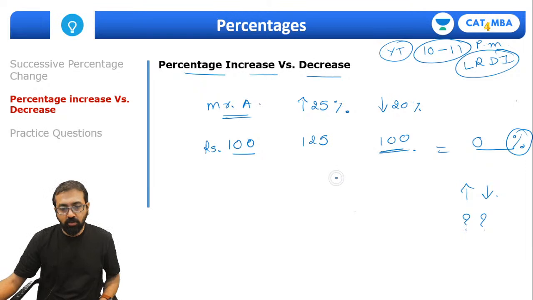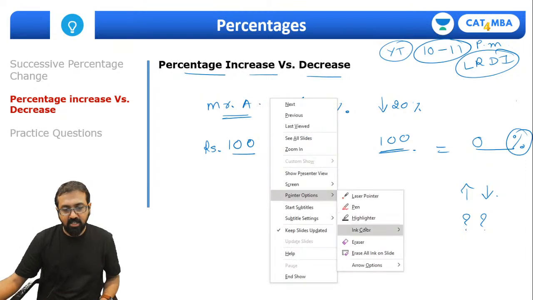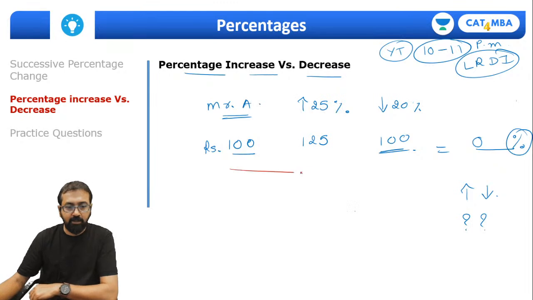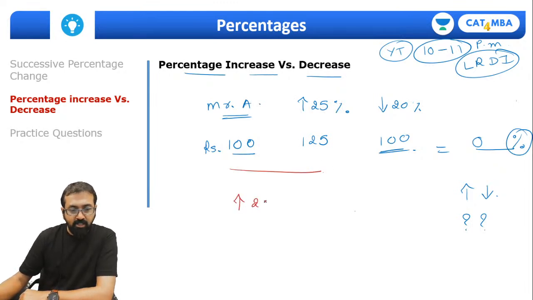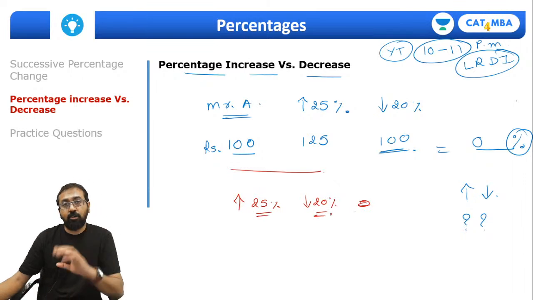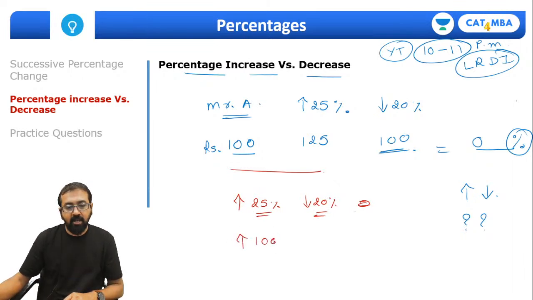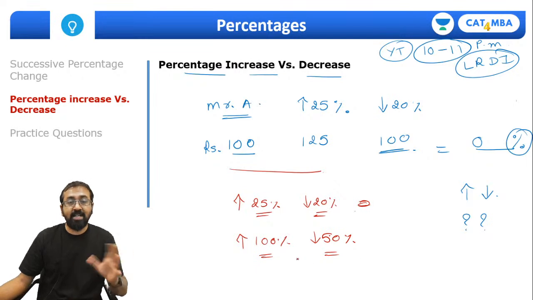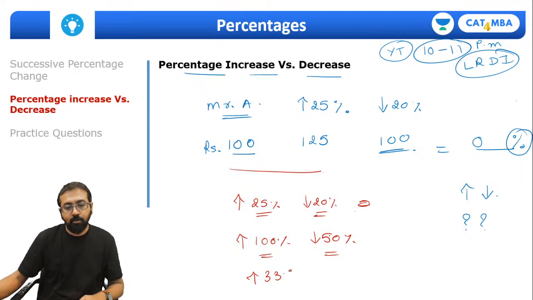So what I'm trying to tell you is, this is the point that I'm making, guys. Understand this part very thoroughly. If you increase a value by 25% and successively reduce it by 20%, this will get cancelled off. This pair, increase and decrease, will cancel off each other. Same way, if you increase some value by 100% and subsequently reduce it by 50%, again this will get cancelled off by each other. Same way, if you increase a value by 33.33% and you reduce it by 25%, again this will cancel off each other.